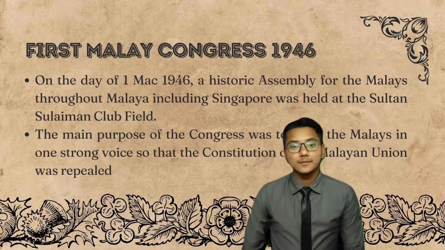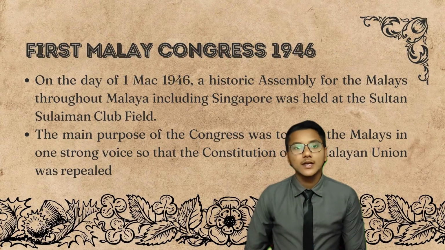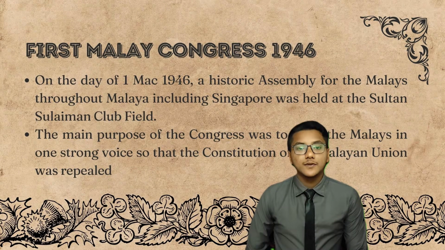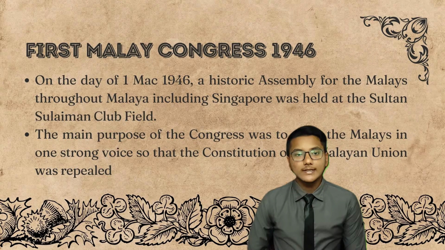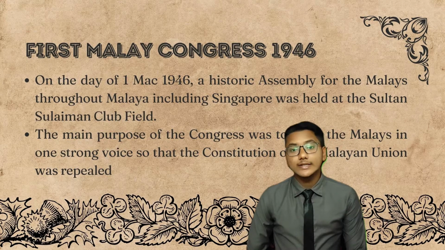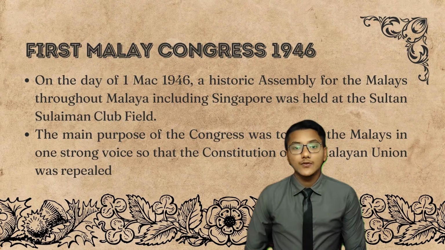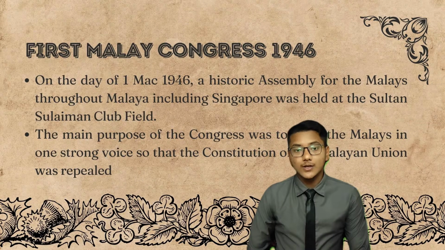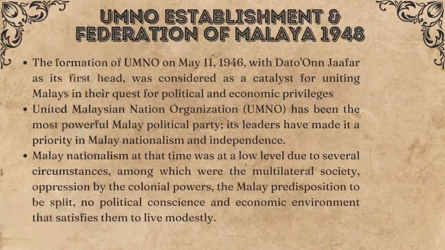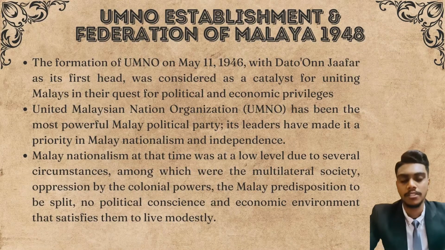Next, First Malay Congress 1946. On the day of 1st March 1946, a historic assembly for the Malays throughout Malaya, including Singapore, was held at the Sultan Sulaiman Club Field. The main purpose of the Congress was to unite the Malays in one strong voice so that the constitution of Malayan Union was repealed.